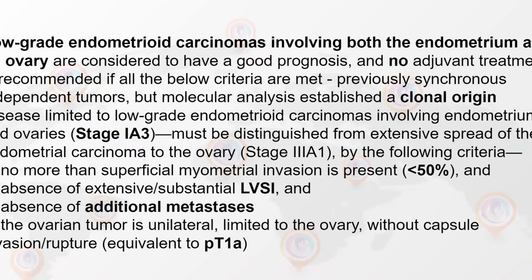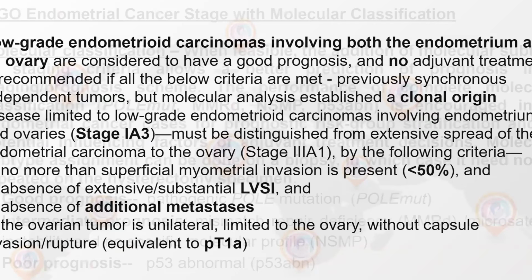Now coming to the criteria of 1A3, how to differentiate 1A3 from 3A1 by the following criteria. So all these criteria must be fulfilled for you to stage it as 1A3. So what are the criteria? No more than superficial myometrial invasion should be present, absence of extensive or substantial LVSI, absence of additional metastasis, the ovarian tumor should be unilateral, limited to the ovary without capsule invasion or rupture.